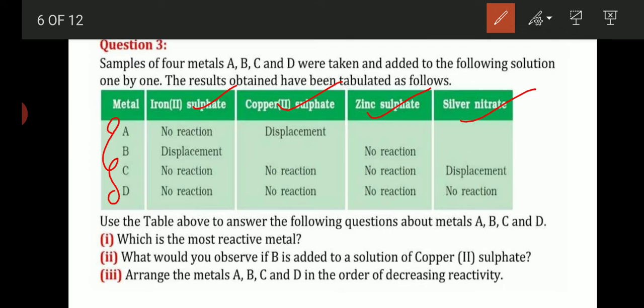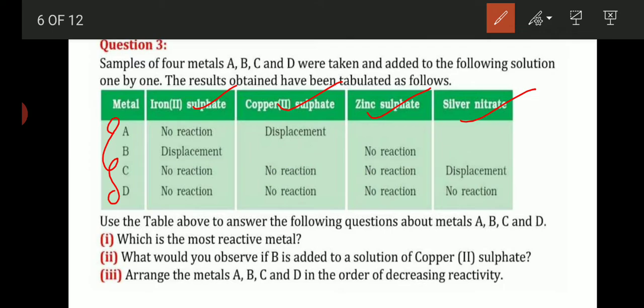Okay, the results obtained have been tabulated. First one, that is metal A: iron sulfate, no reaction, but in copper sulfate, displacement, it displaces copper, and zinc sulfate, silver nitrate, no result at all. Then B: displacement in iron sulfate, and in all the other 3 no reaction. Then C: in silver nitrate, the displacement reaction occurs. And metal D, no reaction at all.